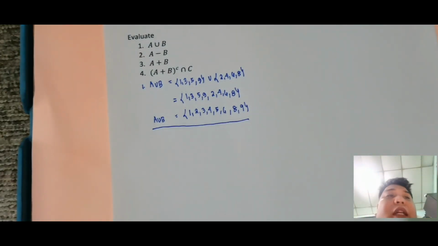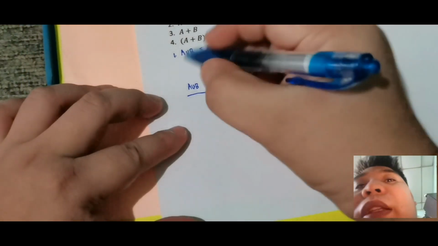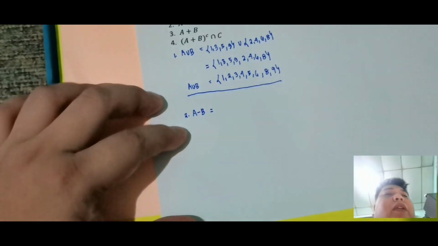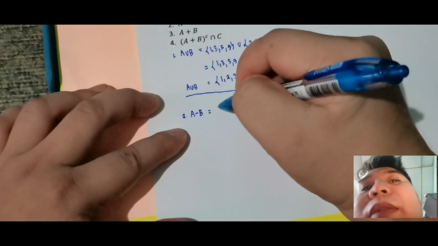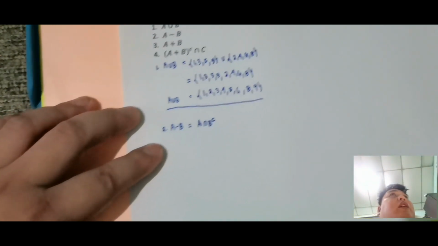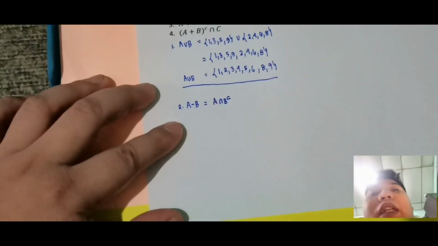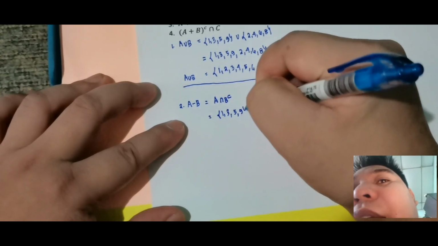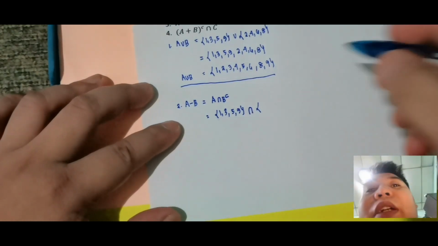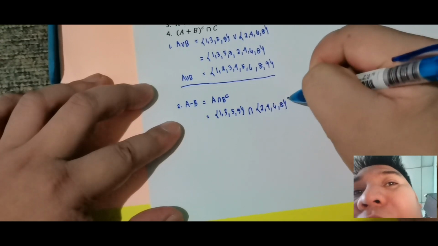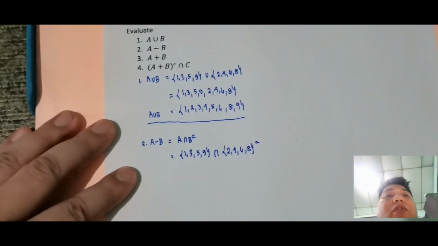Sana na-clear tayo sa part na yan. For number 2, kunin naman natin si A minus B, ang relative complement. Paano naman si A minus B? By definition of relative complement, that is A intersection B complement. Kukunin ko yung set A, rewrite ko muna dito: the set containing 1, 3, 5, and 9. Intersection, lagay ko muna yung B, mamaya ko yung complement, that is 2, 4, 6, and 8, then lagyan mo dito ng complement. Para at least nakikita mo talaga yung solution mo at hindi nakakalito.